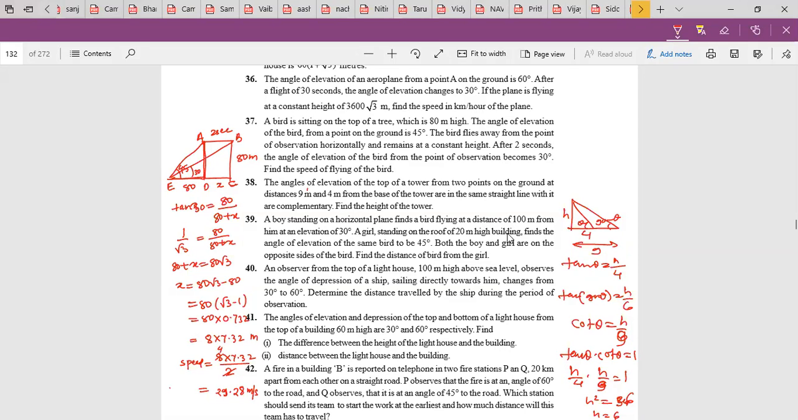Ma'am, 39th one is 30. 39th one is 30 root 2. Ma'am, I got 42.42, that's basically 30 root 2. Yeah, 30 root 2. Okay, ma'am.